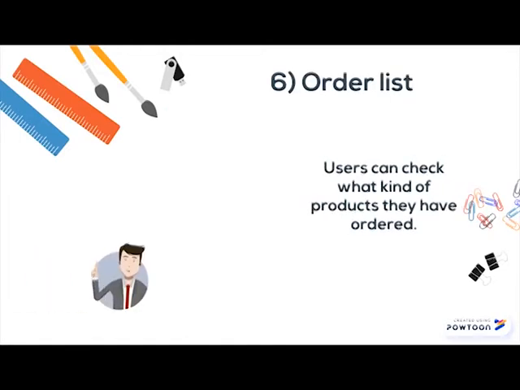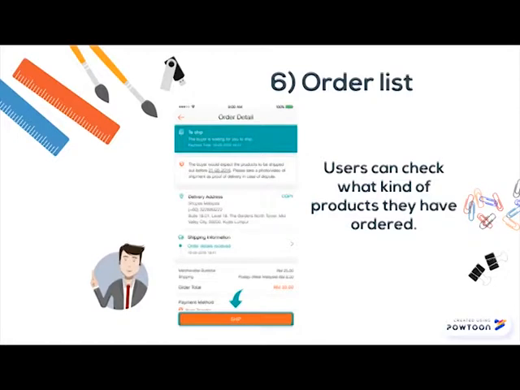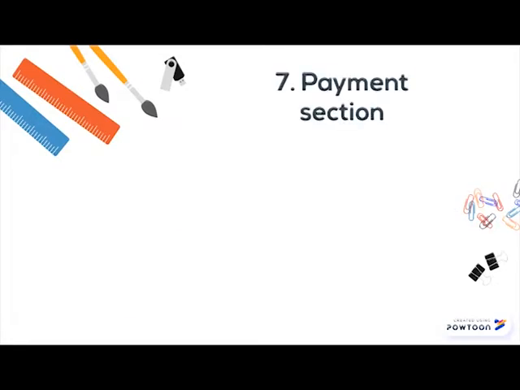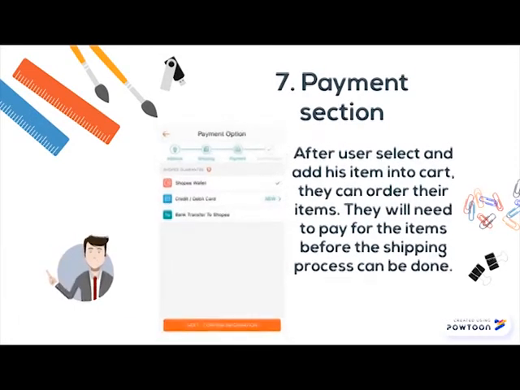And the sixth is the order list. Users can check what kind of products they have ordered in the order list section. And the seventh is the payment section. After users select and add their item into the cart, they can order their item. They will need to pay for the items before the shipping process can be done.